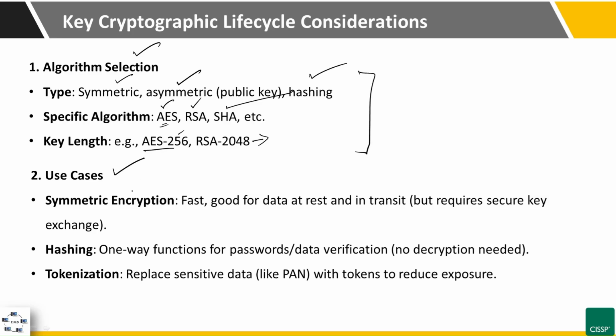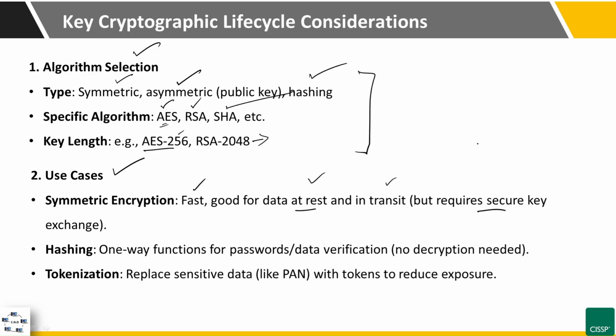So, use cases of cryptography. Symmetric encryption is used when we have a very large amount of data, or bulk data, because it is fast and can encrypt quickly. It is good for data at rest encryption and in transit as well, but requires secure key exchange.